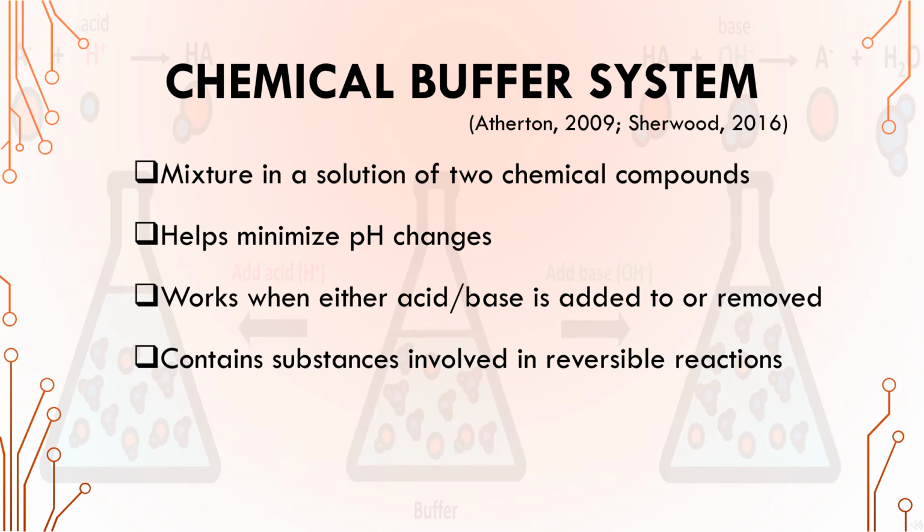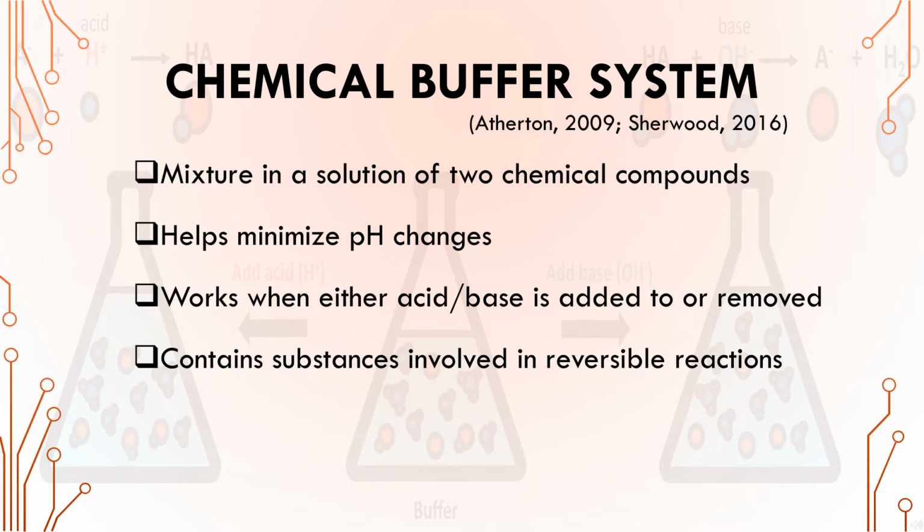Before we go into the specifics, let us talk about what a chemical buffer system is in general, especially how it works to minimize any changes in the pH. So what exactly is a chemical buffer system? According to Sherwood, a chemical buffer system is simply just a mixture in a solution of 2 chemical compounds. The mixture is important in minimizing pH changes, and it works when neither an acid nor a base is removed from or added to the solution.